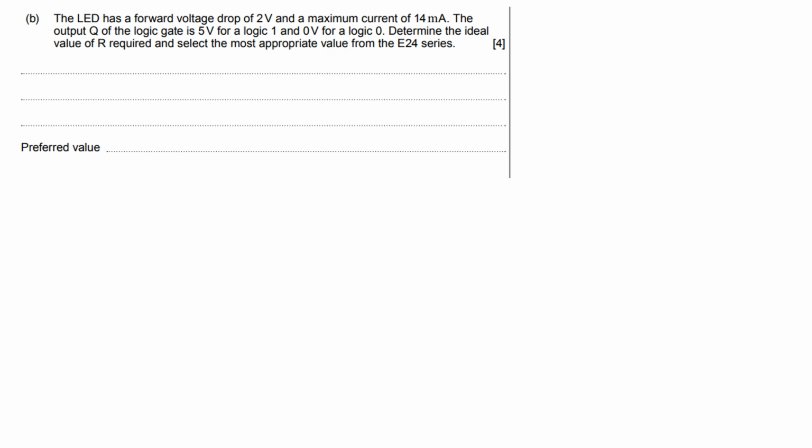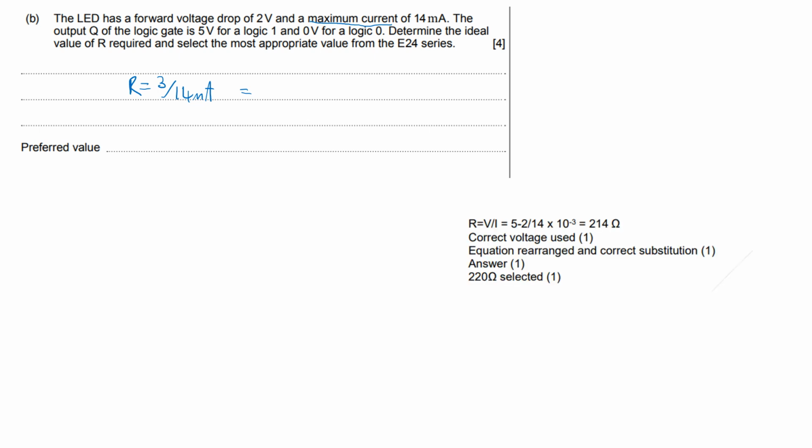So R equals 3 over 14. Don't forget, if you use milliamps, it will come out in kiloohms. And then your preferred value, because you're limiting, you want a maximum current. So for the preferred value, you always go for the one above it. So here are your solutions. You can see there 214 ohms. So we select the one above it, which is 220 ohms.